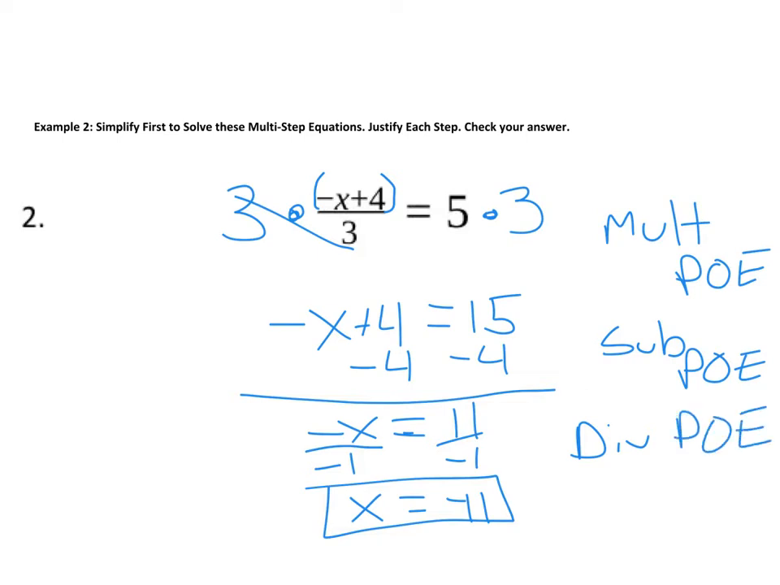Once we get to x equals negative 11, don't forget to plug back in. Now this is negative 11 plus 4, divided by 3, equals 5. So really that turns into negative 11 plus 4, and then that leaves us with negative 7 divided by 3... equals 5.